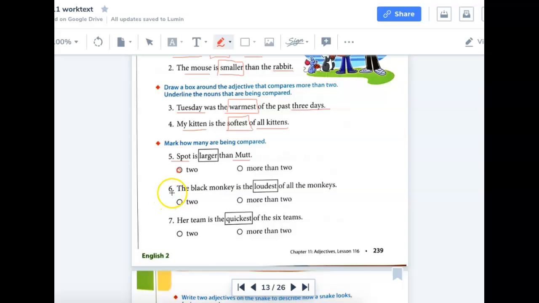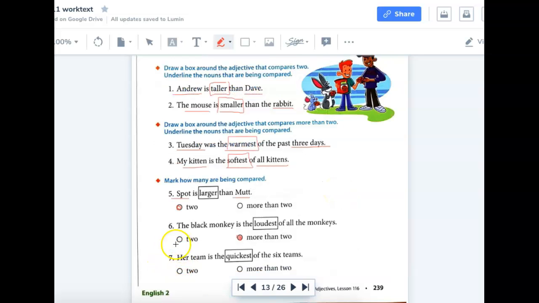Number 6. The black monkey is the loudest of all the monkeys. The adjective loudest is comparing two or more than two nouns. We also know the rule that when an adjective has est at the end, it is comparing more than two nouns. So we're comparing the black monkey with all the other monkeys.